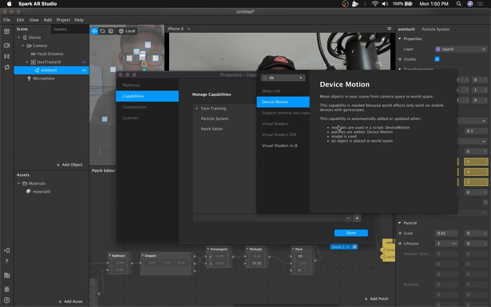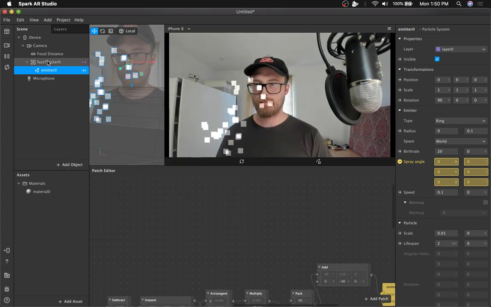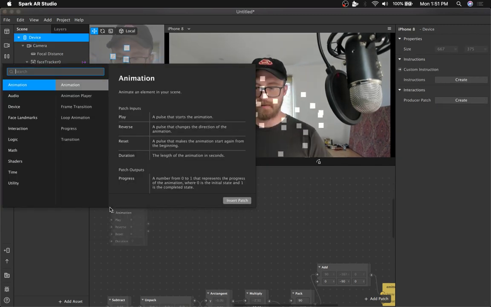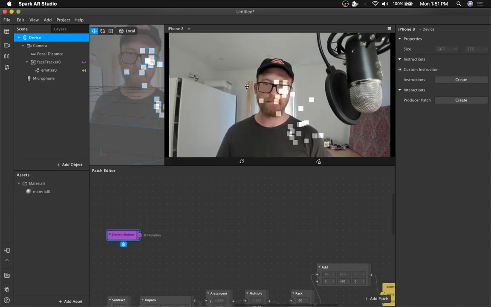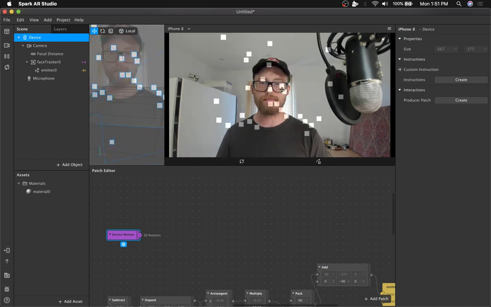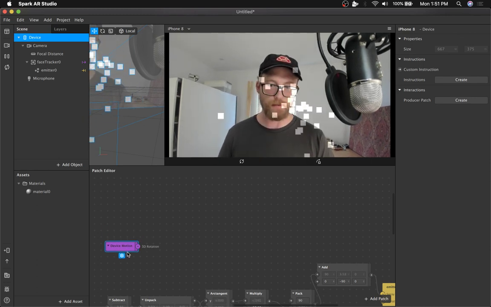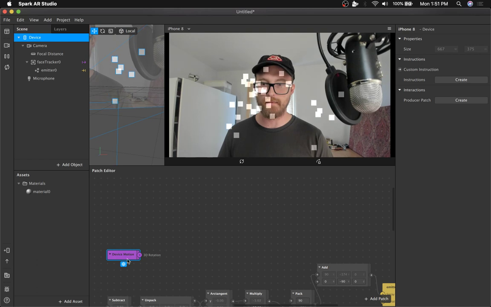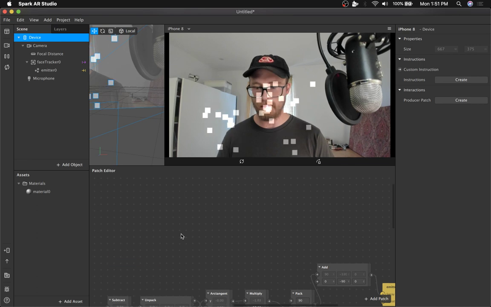So this is what I did. Modules are used in a script. I just pulled in device motion in the script. But I think you can just add a device motion patch, and yeah, as long as you add this guy, it'll be fine. And the world spaceness will work on your device. If not, you can try to require the device motion module in a script. That's what worked for me. So there's that.